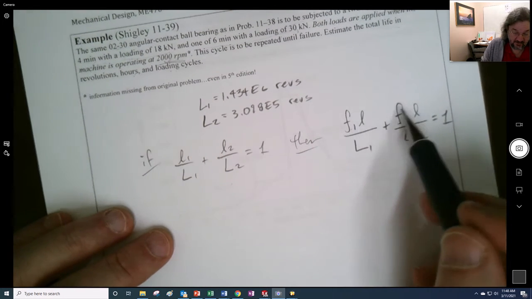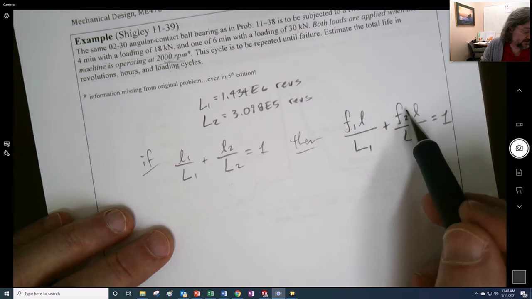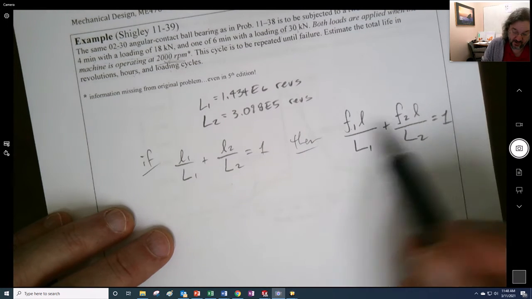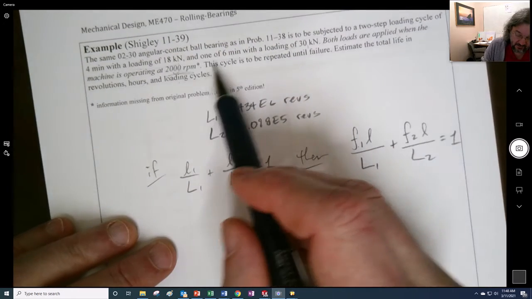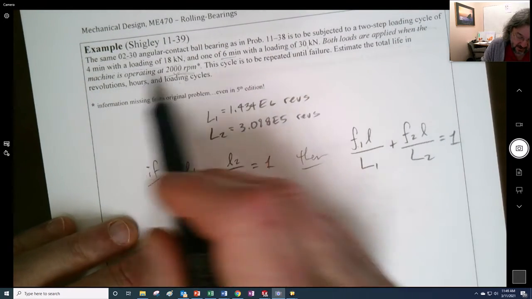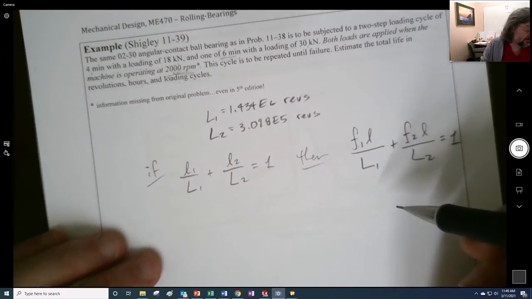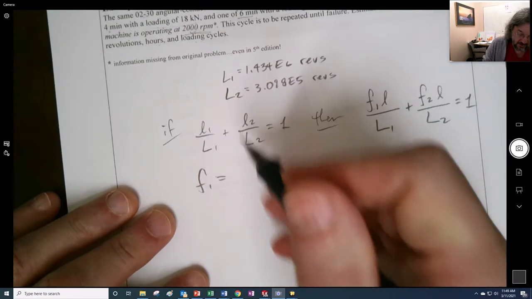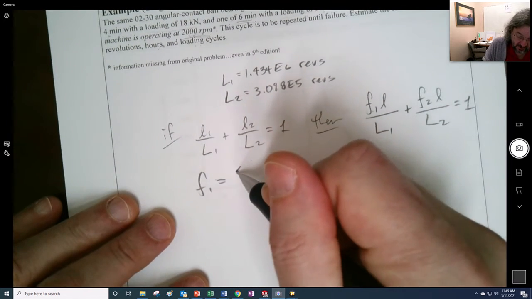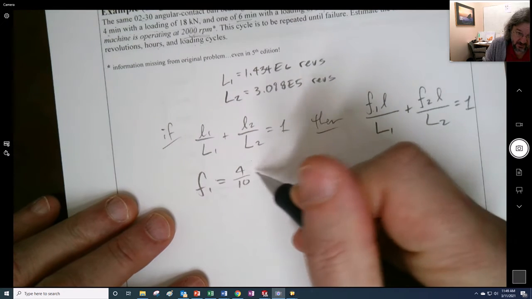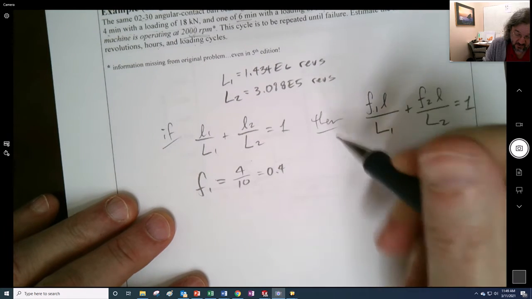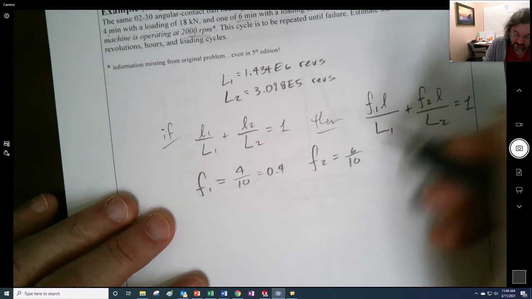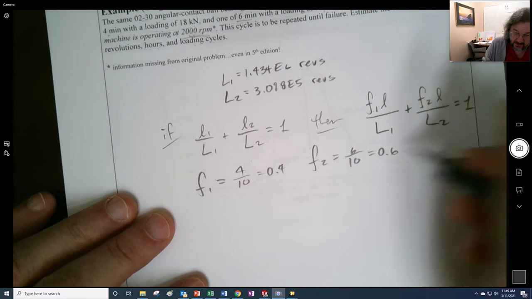All right, so now what we could do is figure out what that little L is going to be. We could figure out the life, right? So if it goes 6 minutes and 4 minutes right here, we could figure out that the damage fraction 1, or the turn fraction, is just going to be 4 minutes over 10 minutes, right? And the damage fraction 2 is just going to be 6 minutes over 10 minutes, 0.6.